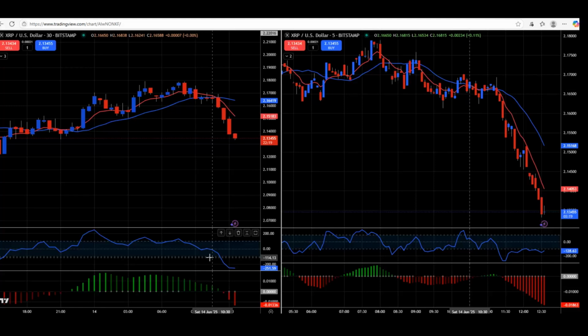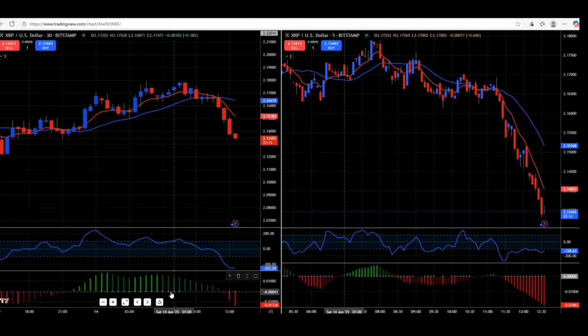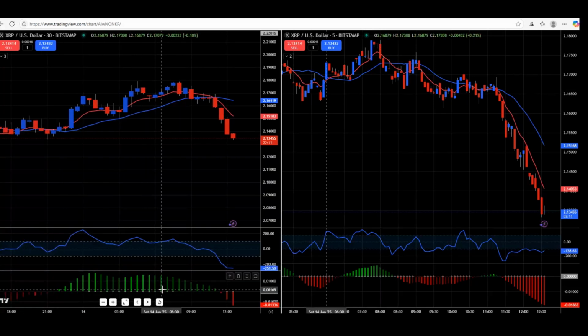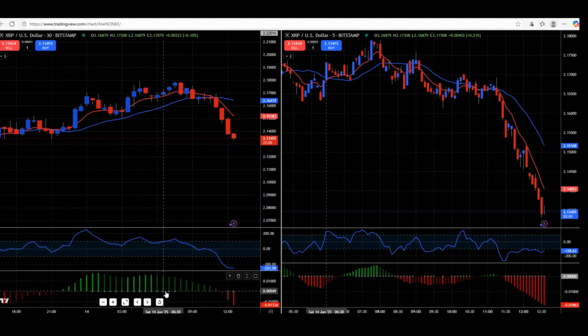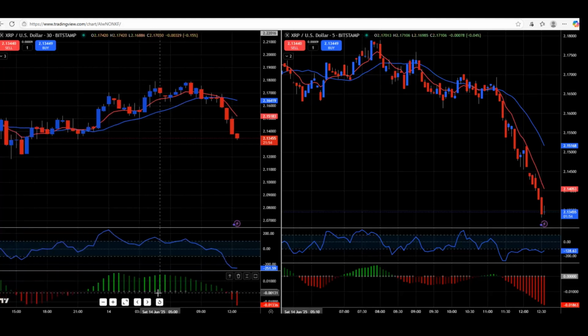And also at the very bottom we have this histogram looking thing. This is called the momentum squeeze oscillator by Lazy Bear, who is an individual on TradingView. So this is an indicator that was designed by an individual. There are different variations of this particular indicator, but this one works very well.